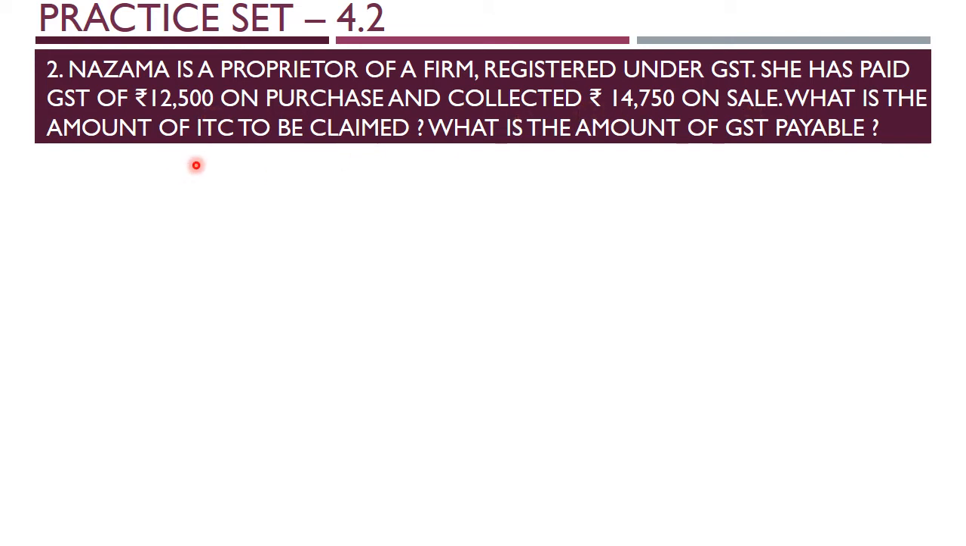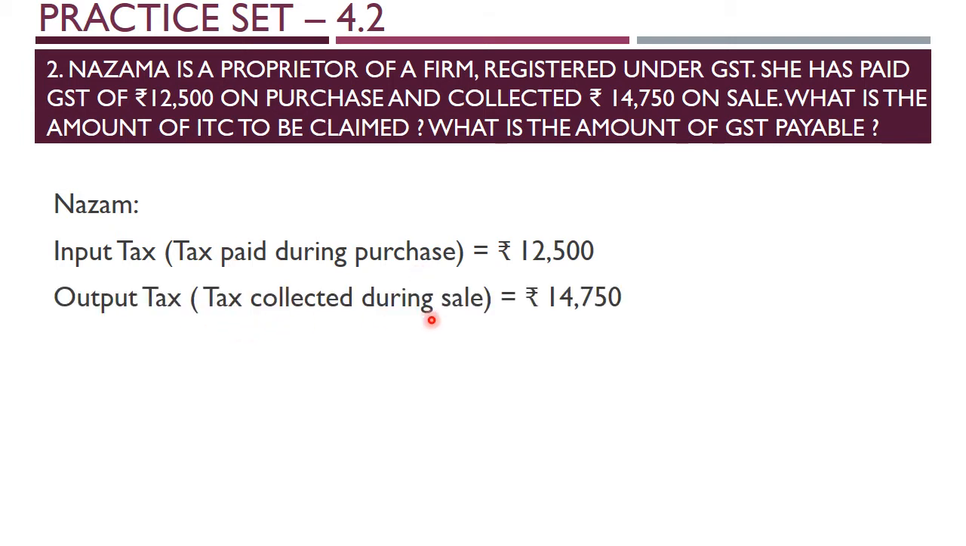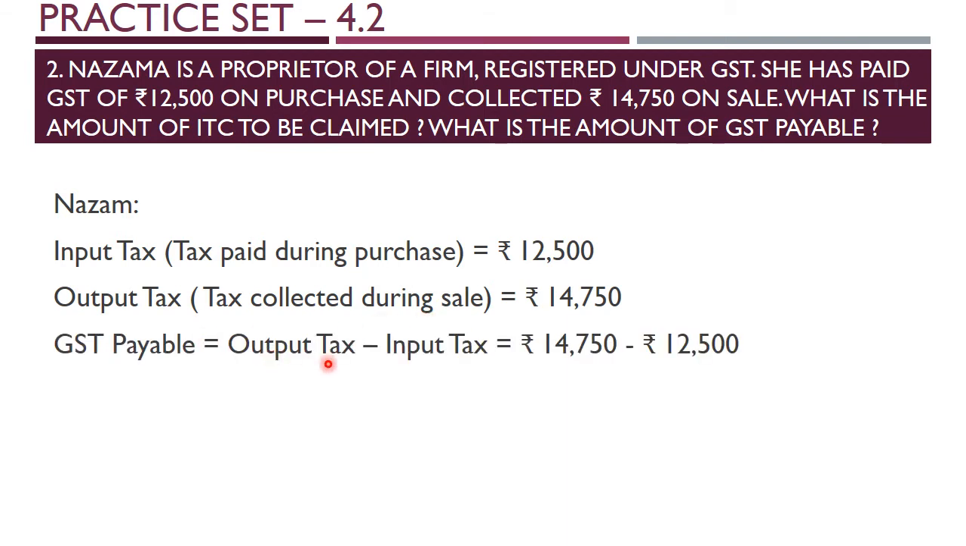Now what is the amount of input tax credit (ITC) to be claimed, and what is the amount of GST payable? First, Nazma. Input tax, that is tax paid during purchase, is rupees 12,500. Output tax, tax collected during sale, is 14,750. So GST payable will be output tax minus input tax, that is 14,750 minus 12,500, which is 2,250 rupees. ITC is the same as input tax credit or input tax, one and the same thing. So ITC to be claimed is 12,500, and GST payable is 2,250. Again, one more very simple example. Let's move on to the next question.